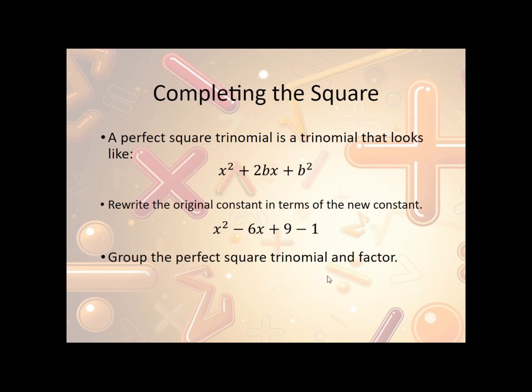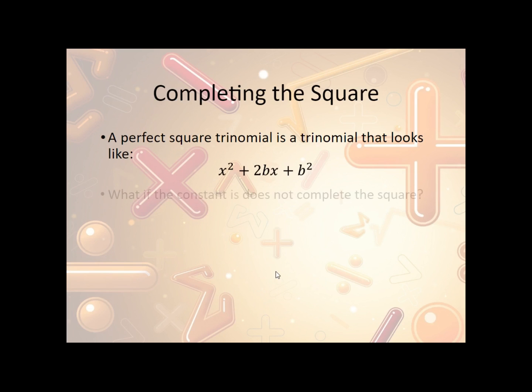So now we're going to write that as a perfect square trinomial. So this becomes x squared minus 6x plus 9, and then we leave the minus 1 on the outside. So now we have our perfect square trinomial here. Now we can rewrite this as x minus 3 squared minus 1. So this would be our completing the square version.